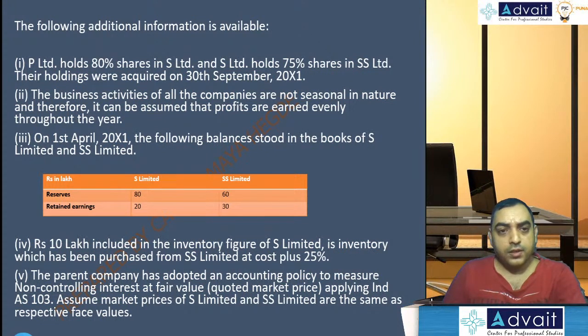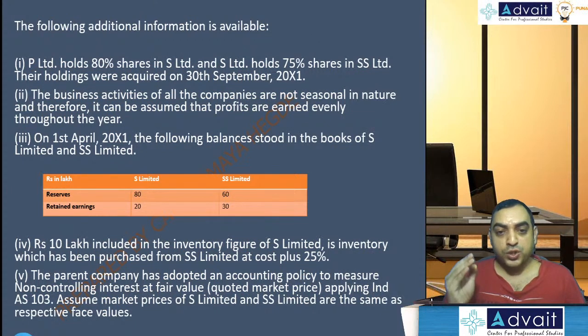P Limited holds 80% shares in S Limited. S Limited holds 75% shares in SS Limited. Their holdings were acquired on 30th September 2001. The business activities of all companies are not seasonal in nature, and therefore it can be assumed that the profits are earned evenly throughout the year.